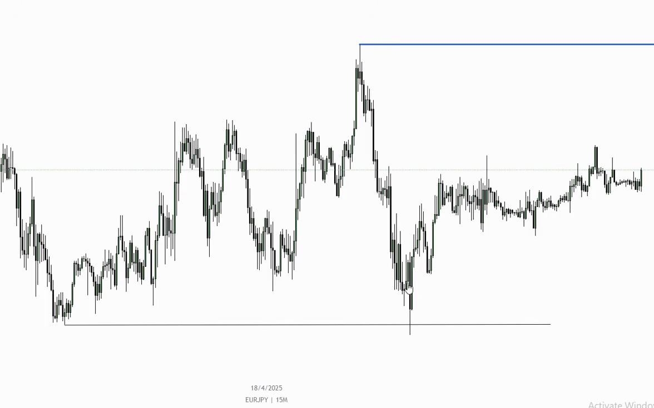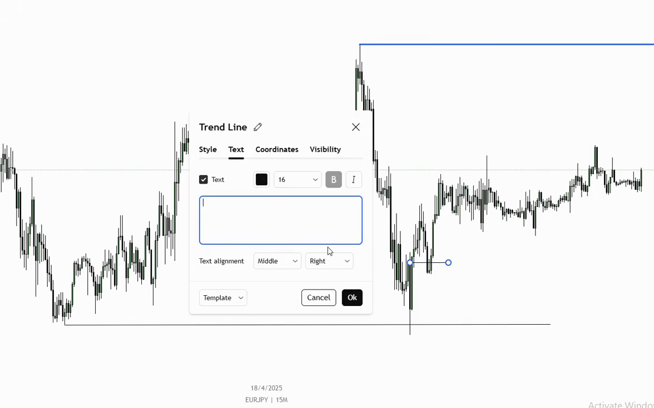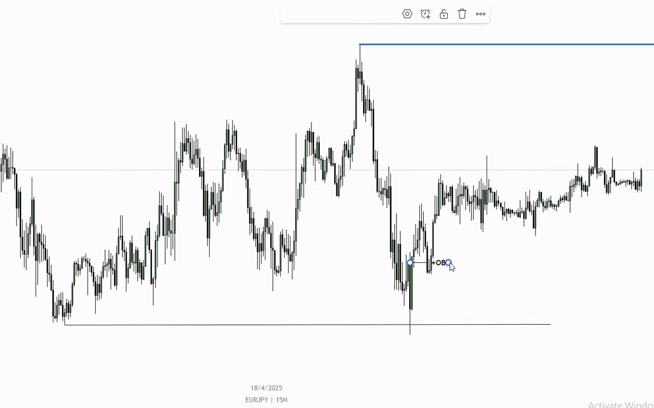But from here, you can see this down close candle that took out this old low. This one here is our order block. That is our bullish order block. I hope each and every one of you understands what is happening here.